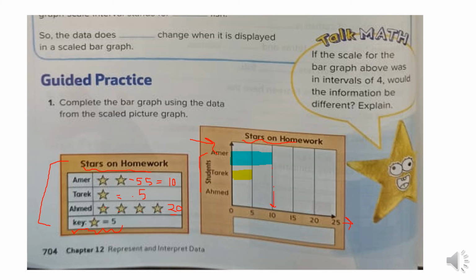Yes, that's correct. What about Tariq? Tariq has 5, so I will draw it exactly at line 5. The last one for Ahmed. Ahmed, yes, he got 20 stars. This is why I will draw it till I reach 20. You see, it's very easy and simple.